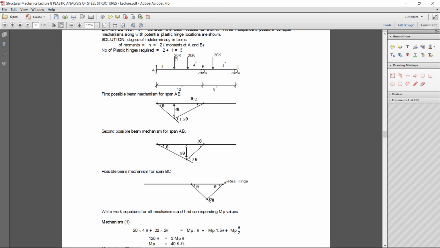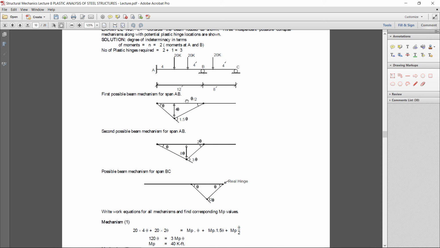First load, that is 20k into the deformation, 4 theta. Now at this beam also 20k is present. So to get the deformation at this location, if 4 theta is this height and the length of the beam on this side is 8, then by symmetrical triangle, what will be the height at 4 feet? Definitely that will be 2 theta.